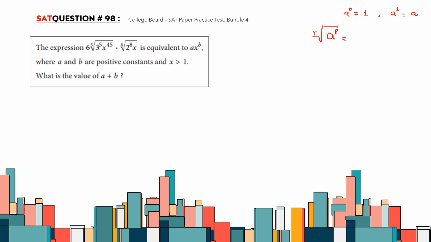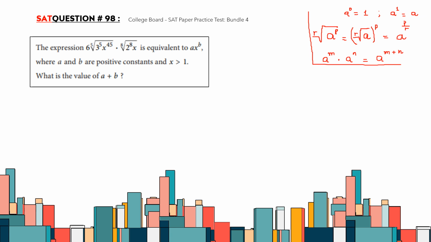We can rewrite the R-th root of a to the power of p as a to the power of p over R, with the power on the top and the root at the bottom. The root is always at the bottom, which is easy to memorize. Then, if we have a to the power of m times a to the power of n, that is a to the power of m plus n.